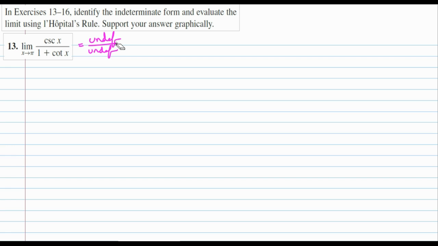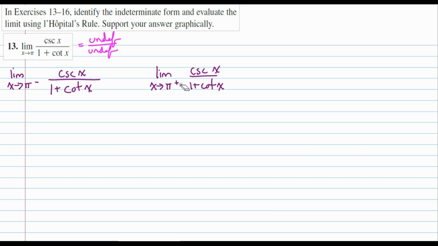So that means I don't really have an indeterminate form yet. I have maybe vertical asymptotes both in the numerator and denominator. So I need to split this and find out what happens to the limit as x approaches pi from the left versus x approaching pi from the right. So now I can start to use L'Hopital's rule, but first let me plug in pi, and I get positive infinity over negative infinity as x approaches pi from the left. And then I get negative infinity over positive infinity as x approaches pi from the right.